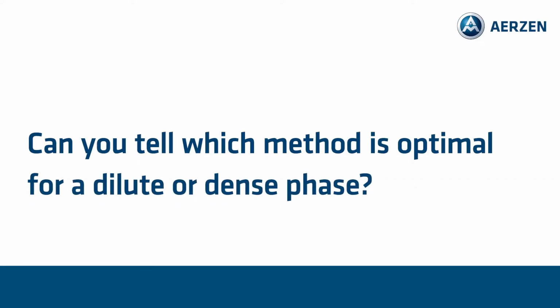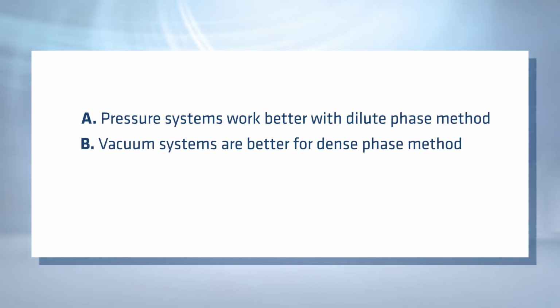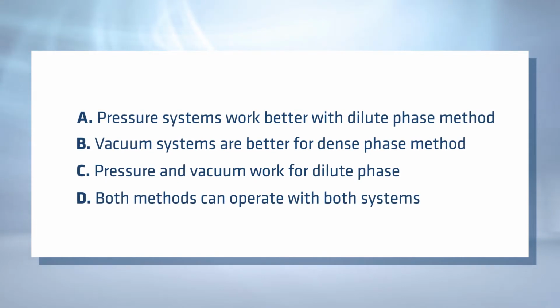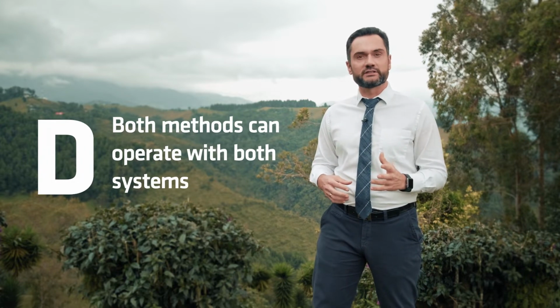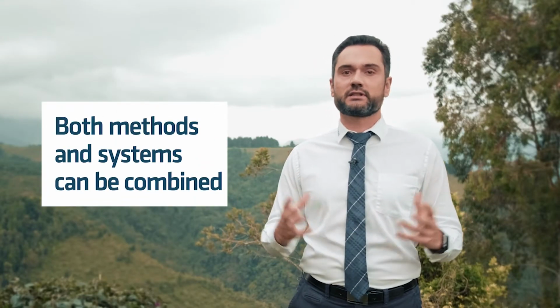After watching the differences between a pressure and vacuum system, can you tell which method is optimal for a dilute or dense phase? Let's see the options. If you selected option D, you were right. There is no preference from the method or system when the material characteristics, piping total distance and speed are not considered as a part of the analysis. In summary, both methods and systems can be combined.